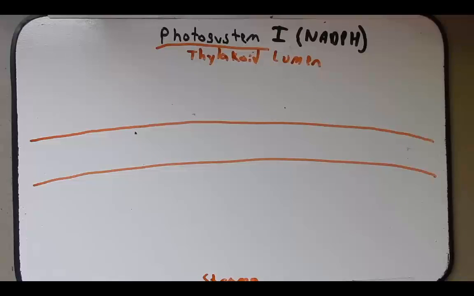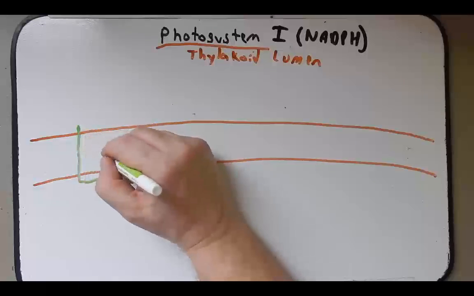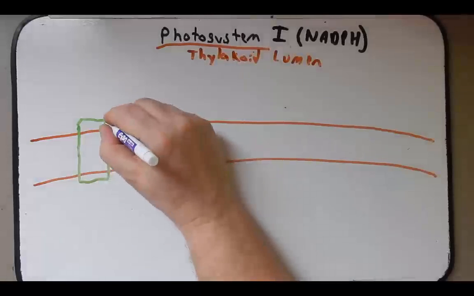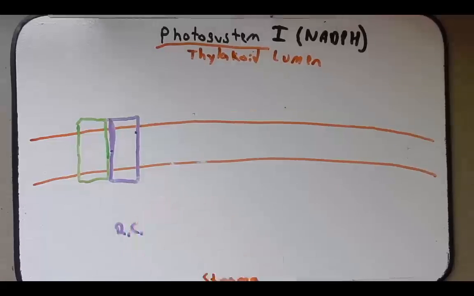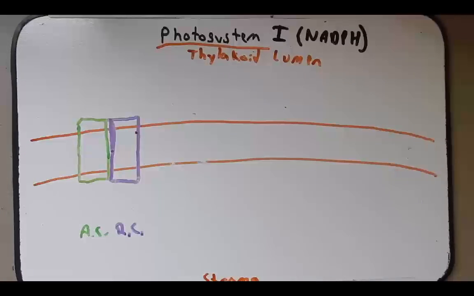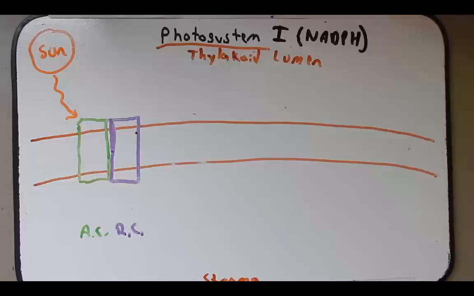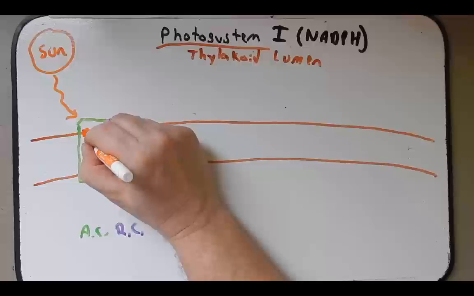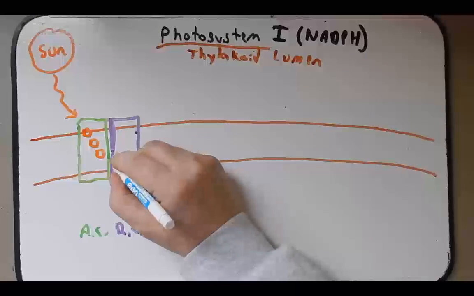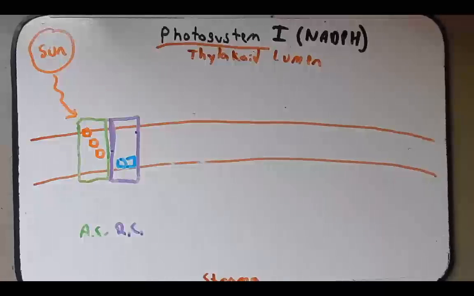Now Photosystem I is similar to Photosystem II in that it also has an antenna complex and a reaction center. RC for reaction center, AC for antenna complex. It's still going to receive photons from our sun, and just like we've talked about many times already, it's going to transfer energy from one chlorophyll molecule to another, and ultimately that energy will be transferred, if you remember, to the special pair of chlorophyll molecules.